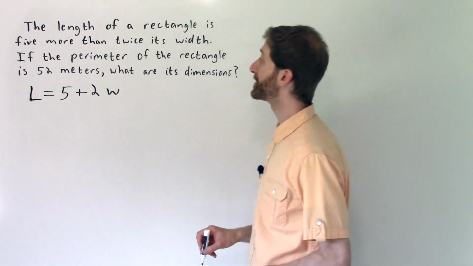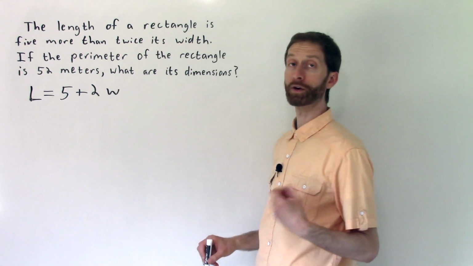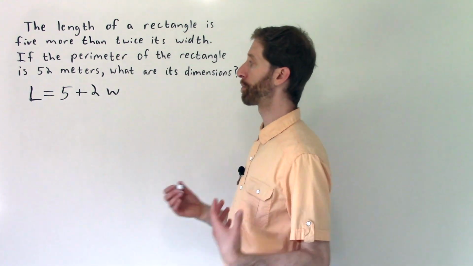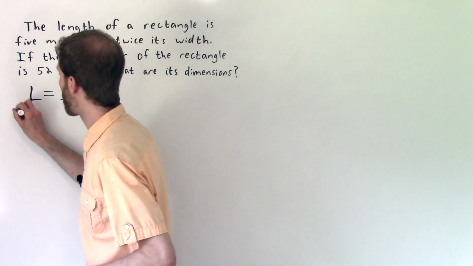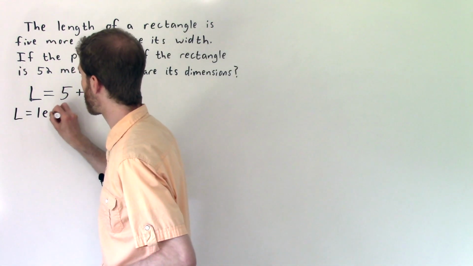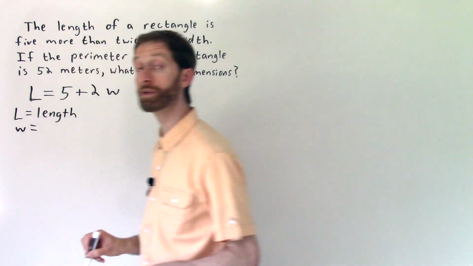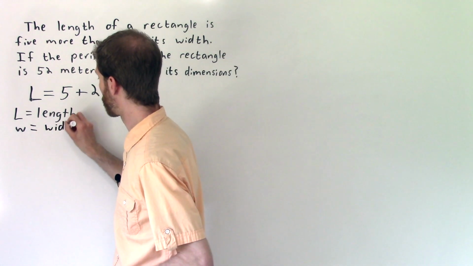Now from here it says if the perimeter of the rectangle is 52 meters, what are its dimensions? This is where I'd encourage you to draw a picture so we understand what the perimeter looks like. But before we do that, let's define our variables. So L equals the length, and that might be obvious, but still you should define it to be very clear to whoever you're communicating to that L represents the length and W represents the width.